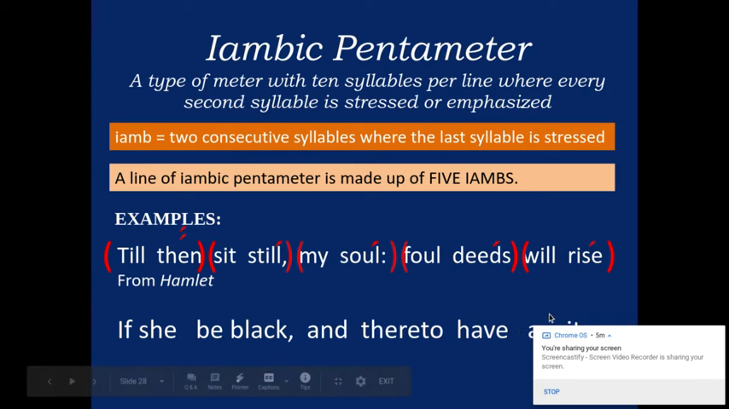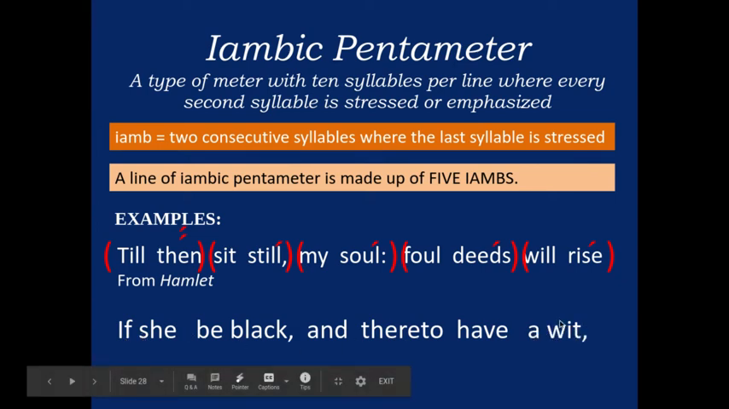And let me see if I can move this a little bit for now. If she be black and thereto have a wit. So if she be black and thereto have a wit. Okay, so if we keep going, if she be black and thereto have a wit. So if she, that's emphasized, be black and thereto have a wit.